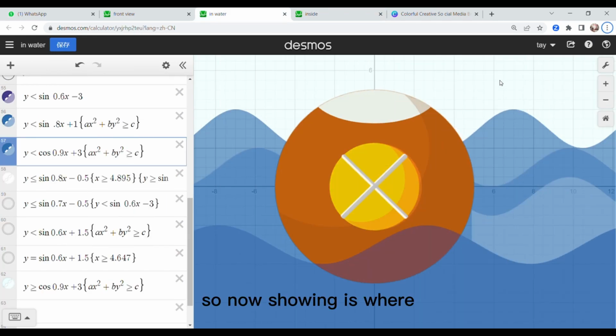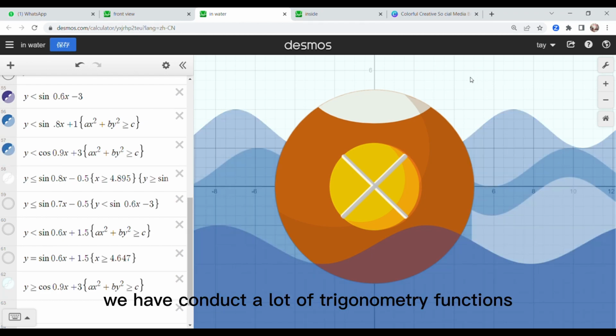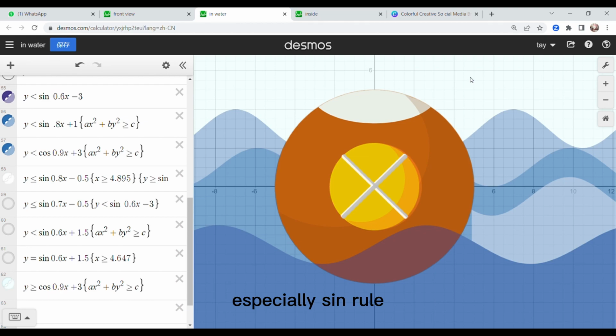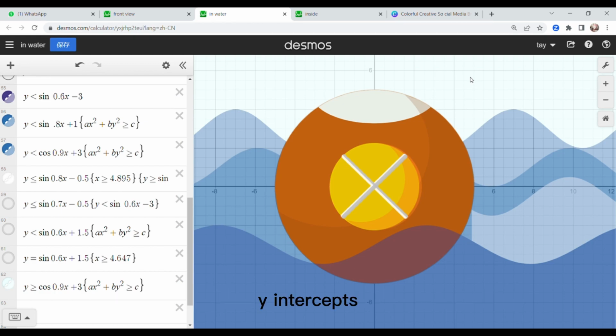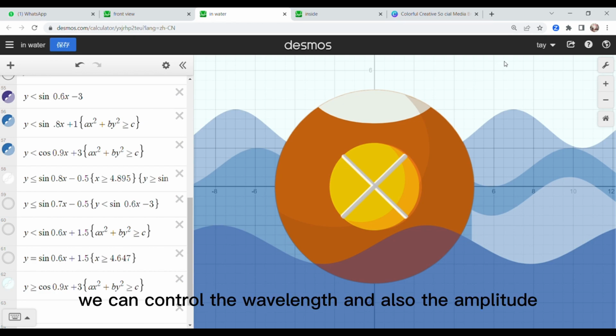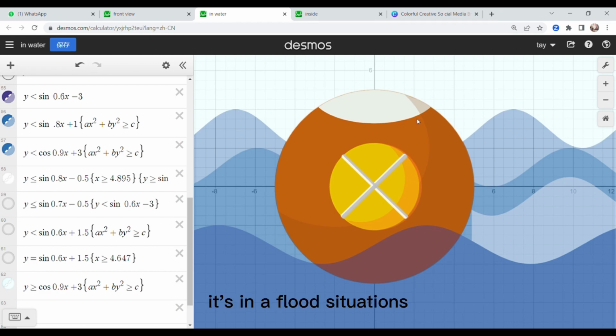So now we are illustrating our product in use during the flood or other disasters. For the flood and the waves, we have used a lot of trigonometry functions, especially the sine rule. By controlling the degree and the x and y intercepts, we can control the wavelength and also the amplitude to make it look like a realistic wave in a flood situation.